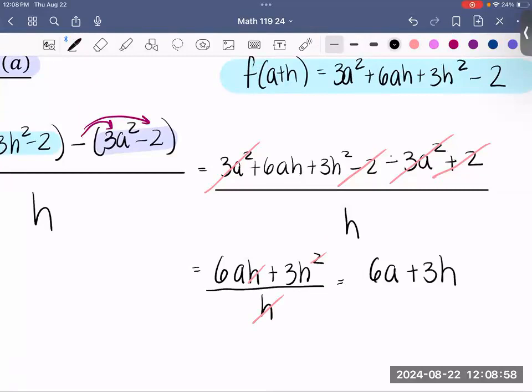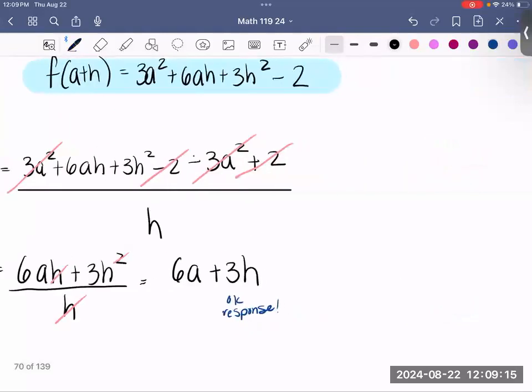Now, while this is a good and okay answer, there's one better. Can you determine if you can factor just a little bit more? Factoring is always better. Notice that they have a 3 in common. So we're going to take out a 3, leave behind a 2a plus h. This is the better answer.